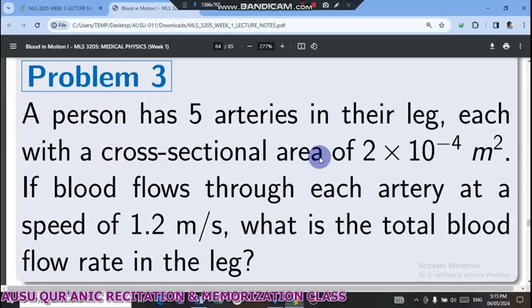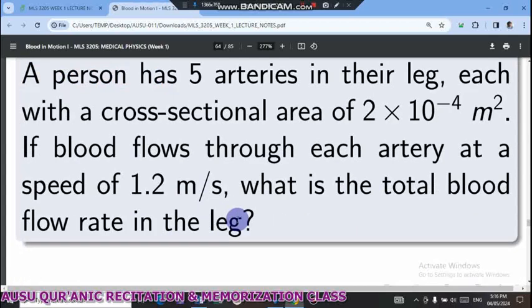Then we move on to problem 3. Problem 3 says a person has 5 arteries in their leg, each with a cross-sectional area of 2 times 10 raised to the power of minus 4 square meters. If blood flows through each artery at a speed of 1.2 meters per second, what is the total blood flow rate in the leg?